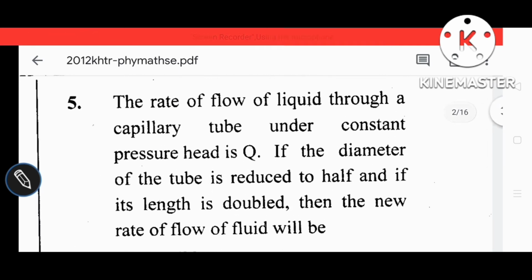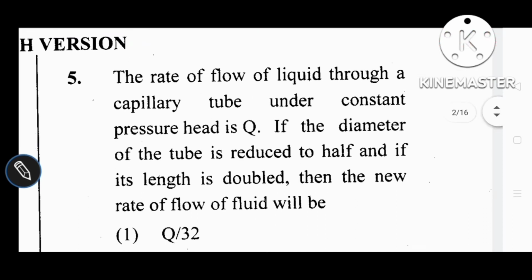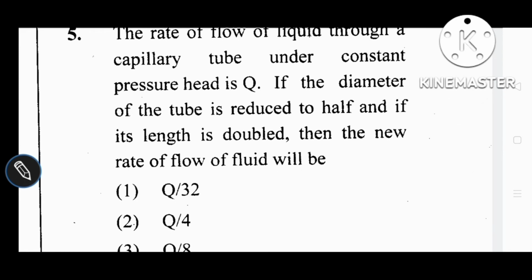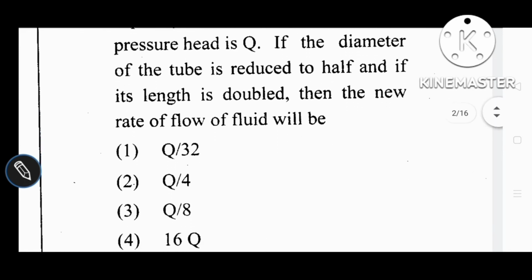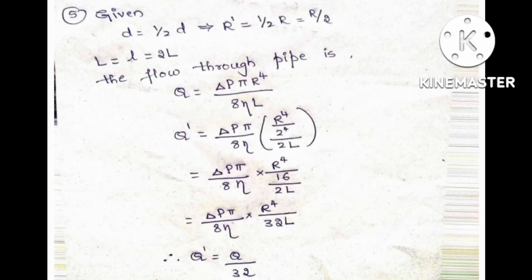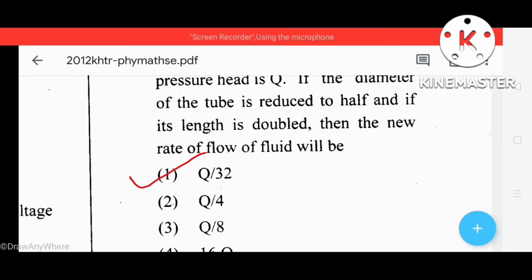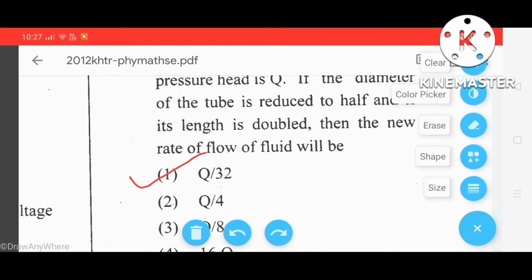Next question we are having fifth one. The rate of flow of liquid through a capillary tube under the constant pressure head is Q. If the diameter of the tube is reduced to half and if the length is doubled, then the new rate of flow of fluid will be. Again, you have to solve this one. First, you have to write down the given values and take the formula for Q and find out the Q dash value. Just take a screenshot and later you can solve it. You'll get the value of Q dash is equal to Q divided by 32. The answer for this question is option number 1, that is Q divided by 32.